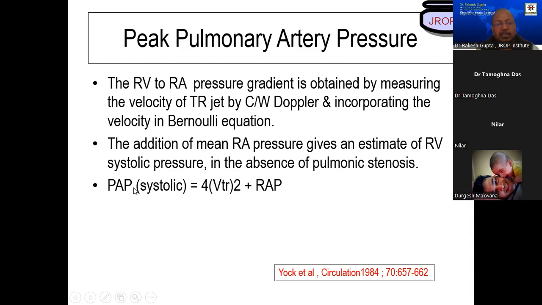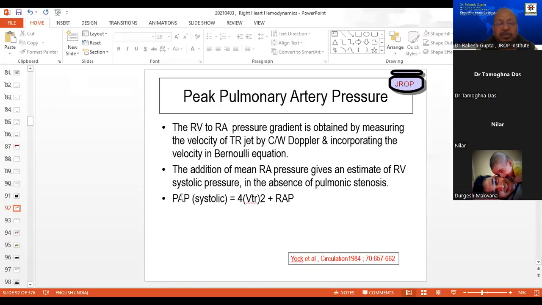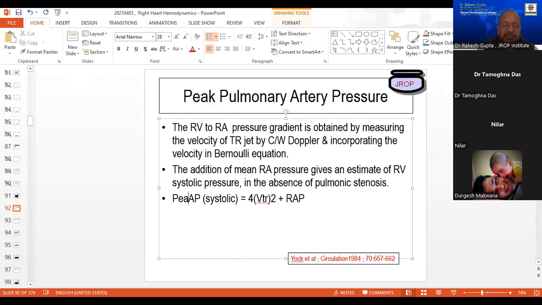Mind my words, the term is peak pulmonary artery pressure, because this is very, very important. We are measuring the peak TR jet velocity. So it is the peak pulmonary artery pressure that we are going to look at in this subset of populations.